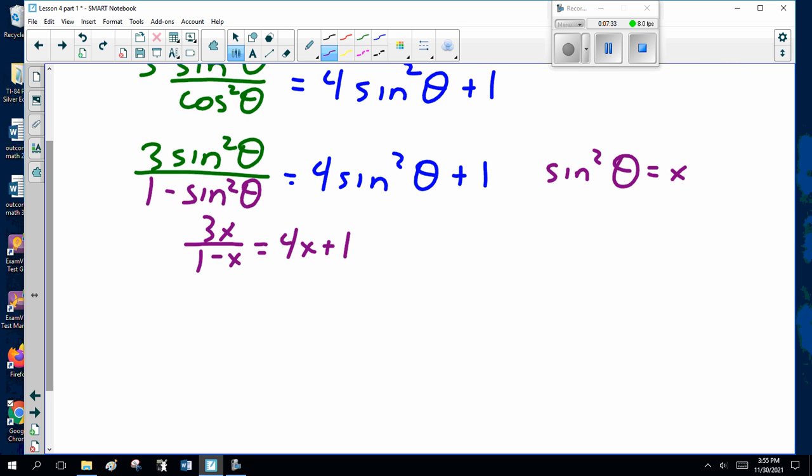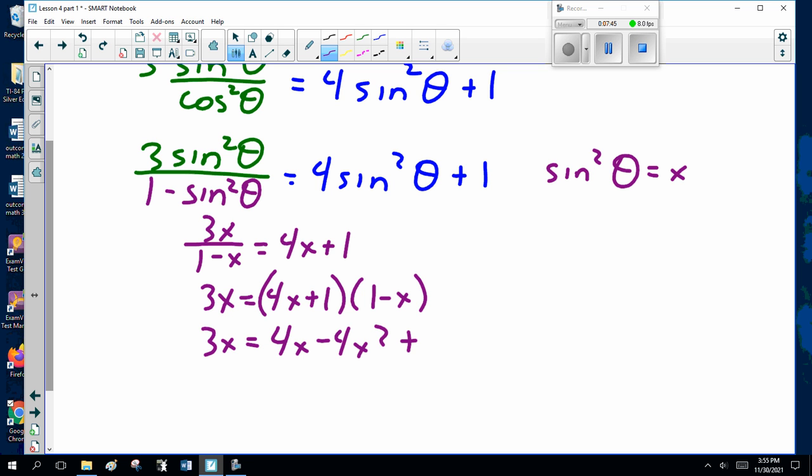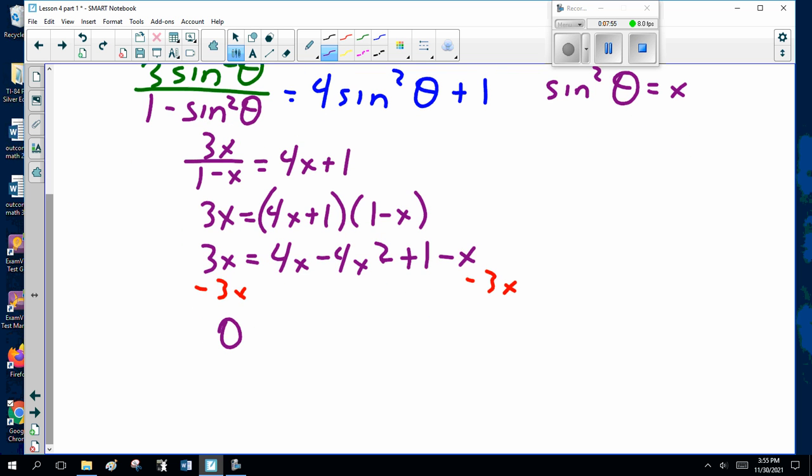Cross multiply. It's 4x squared plus 1 minus x. Subtract 3x from both sides. Of course, I'm turning it into a quadratic. 0 is equal to minus 4x squared, 4x minus 4x is 0, plus 1. Now, that's 1 minus 4x squared.